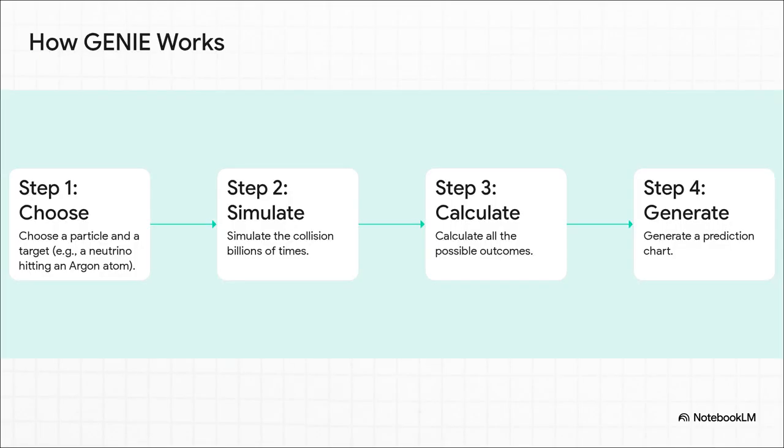It's a pretty straightforward process, actually. First, scientists tell it what's supposed to collide. Let's say a neutrino hitting an argon atom. Then, GENIE gets to work simulating that one event over and over and over again, exploring every single way it could possibly play out. And finally, it bundles all those billions of results into one single chart, a prediction chart, the exact kind we saw at the beginning.